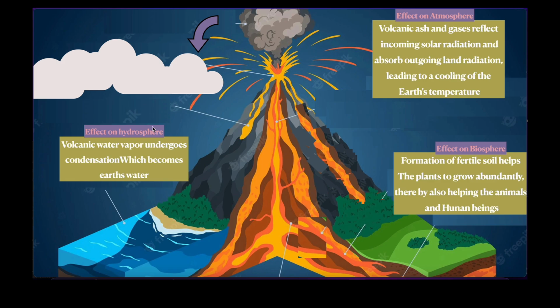How does it affect the hydrosphere? Volcanic eruption causes water vapors. These undergo condensation, which becomes the Earth's water. So you understand now how volcanic eruption can affect the atmosphere, the biosphere, and the hydrosphere.